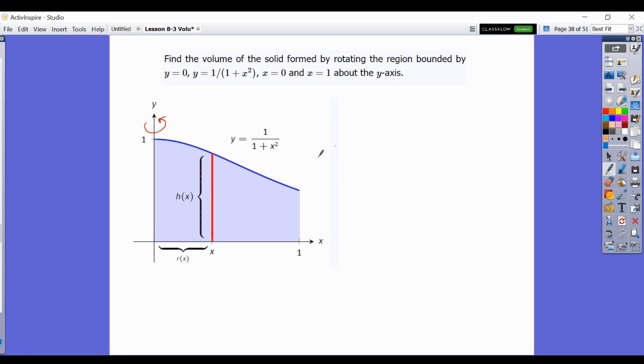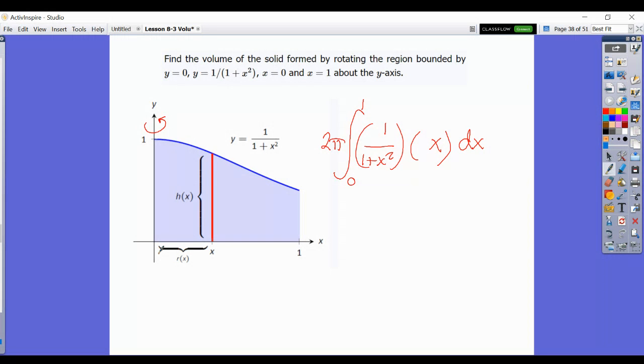But we can also do the shell method. So for the shell method, we're going to have 2 pi. I'm rotating around y, so I'm going to integrate with respect to x. And the width is always x, because that's what this is getting bigger and bigger by. The height of it is simply this function right here, 1 over 1 plus x squared, times x dx. How far am I integrating? From 0 to 1. And that's the setup.